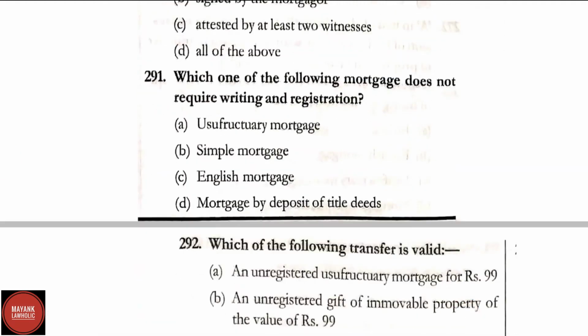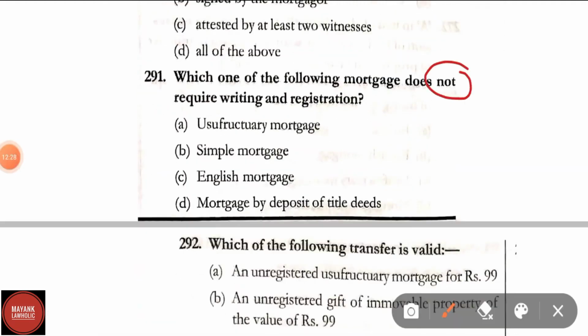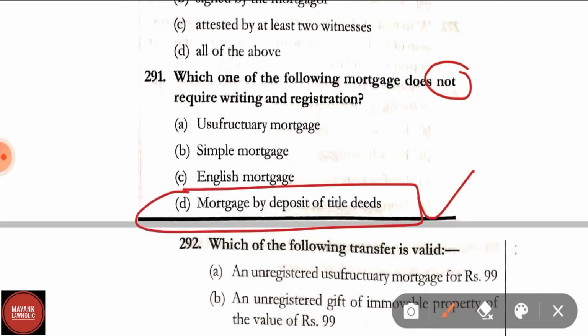Question number 291. Which one of the following mortgages does not require writing and registration? Options are usufructuary mortgage, simple mortgage, English mortgage, mortgage by deposit of title deeds. Correct answer is option D, that is mortgage by deposit of title deeds.